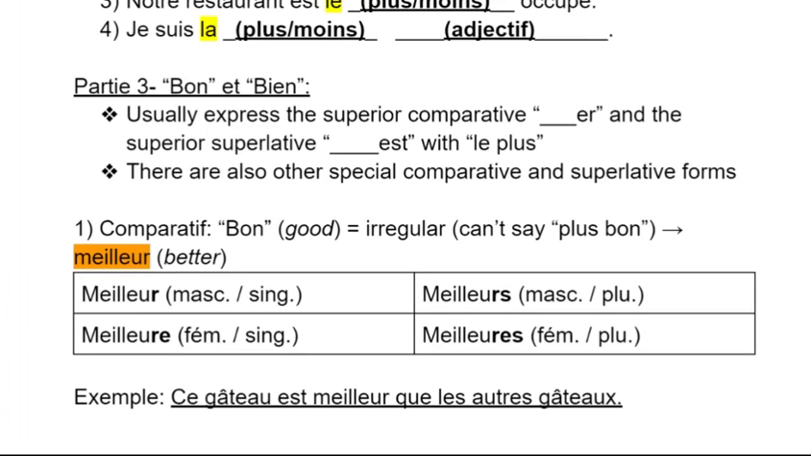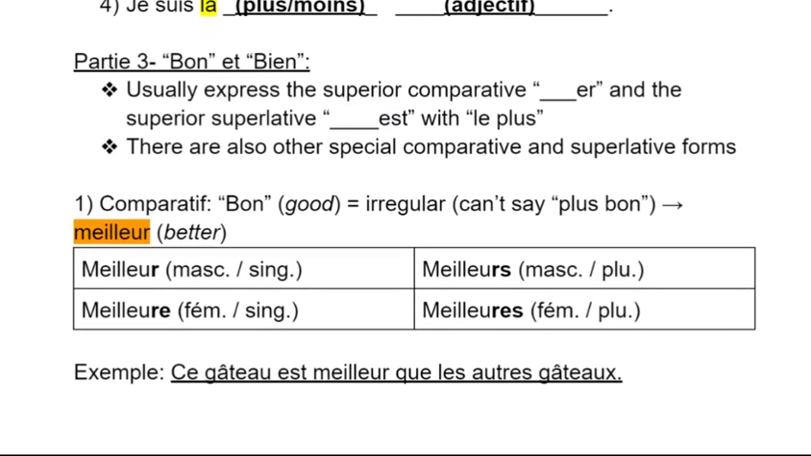So part 3 is bon et bien. We usually express a superior comparative with plus and the superior superlative with le plus. But there are also other special comparative and superlative forms. So let's take a look at the comparative. Bon in French is good, but it's irregular because you can't say plus bon. Okay, that's incorrect. Like you can't say in English even more good. You have to say better. And better in French is meilleur.